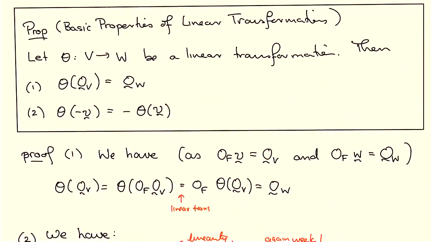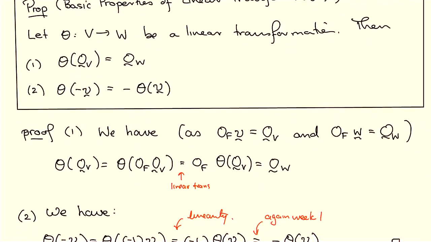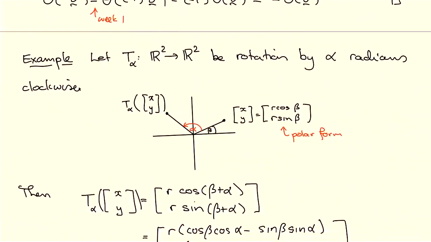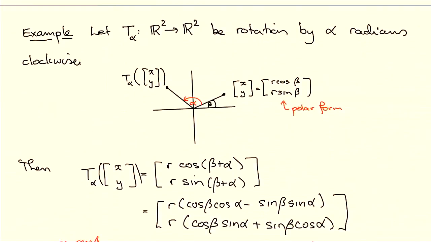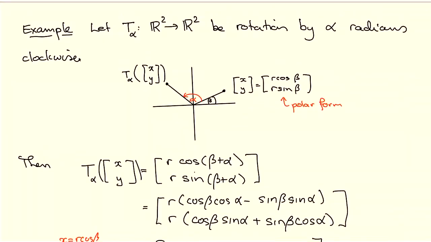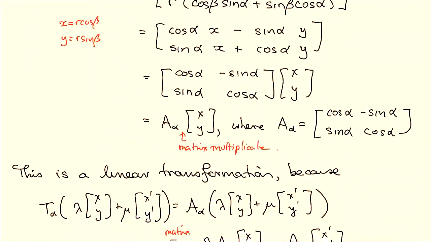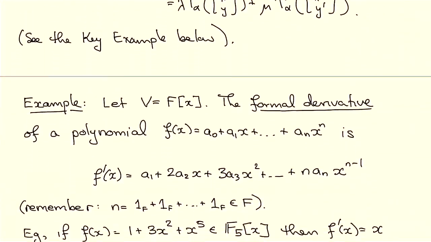Next, in the recording, we talked about some basic properties. They're basic, so I'll skim through. We had an example in the recording of rotating a point around by alpha radians, counterclockwise in this way. I should have said counterclockwise there by the looks of the picture. But anyway, you saw that in the recording.